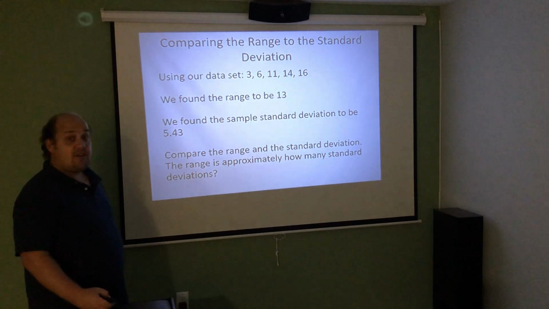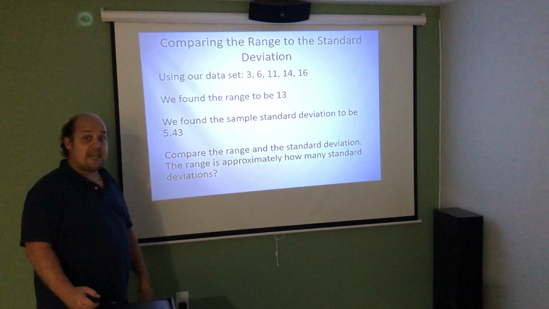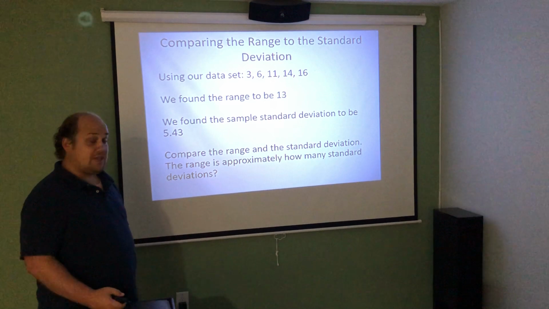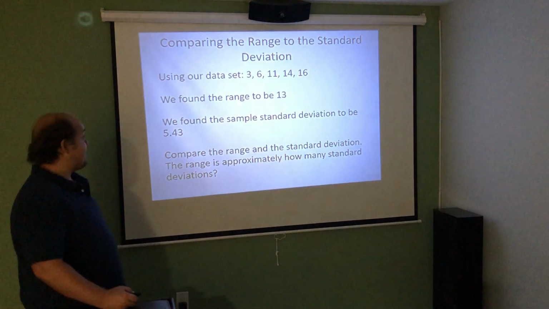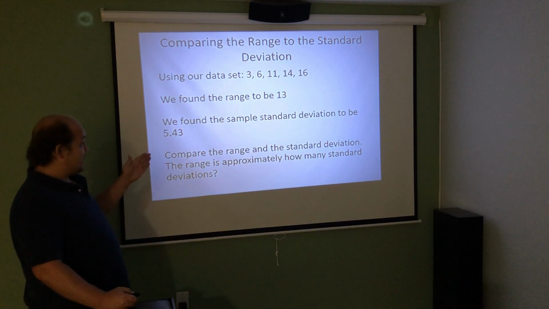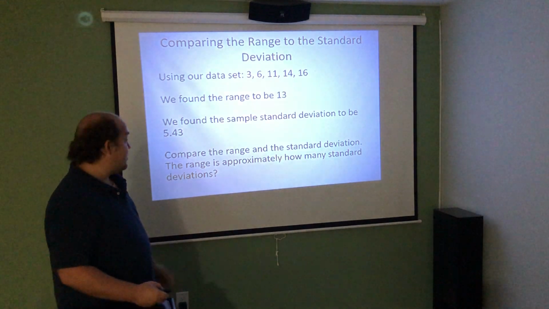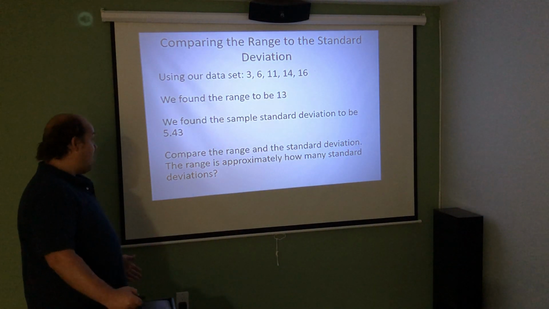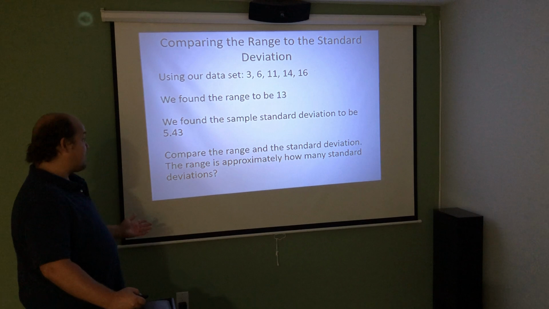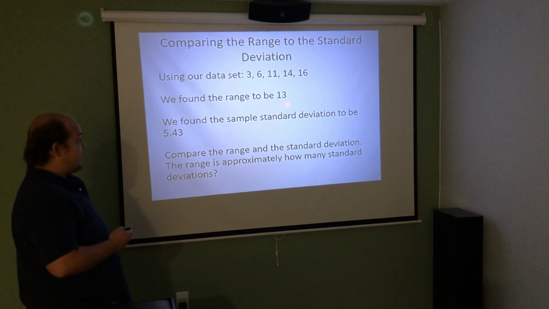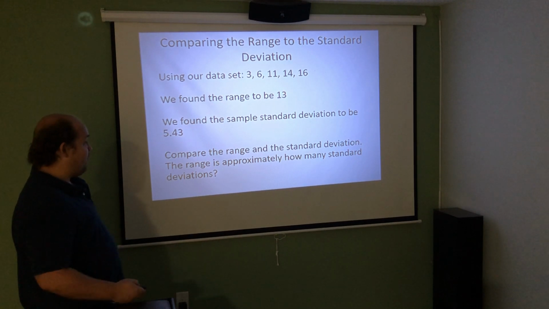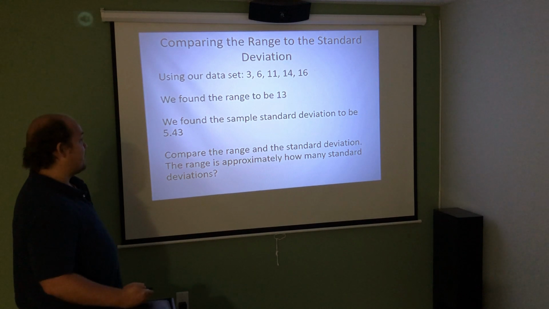Comparing the range to the standard deviation is a step that they like you to do in Cengage. It's a little confusing the first time people see it, so I just include it in the presentation. Basically, using our sample standard deviation that we just found and the range that we found on the second slide of the presentation, we can compare the two by saying the range is approximately how many standard deviations, by taking the range and dividing it by the standard deviation. If I take 13 and divide it by 5.43, that's how I answer this question.